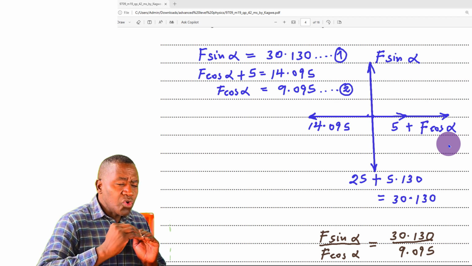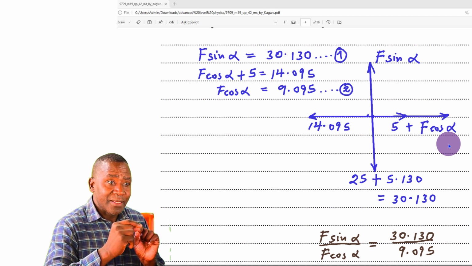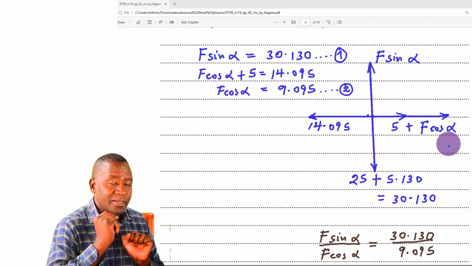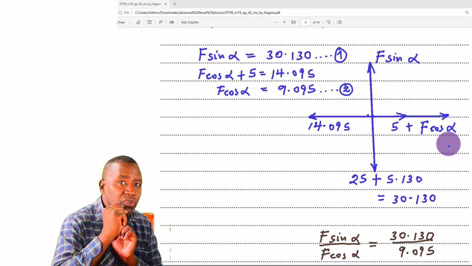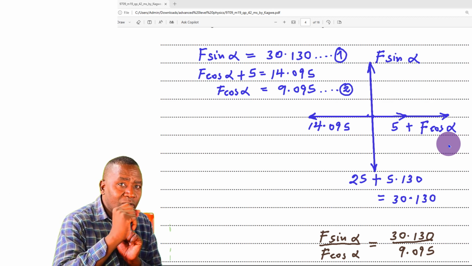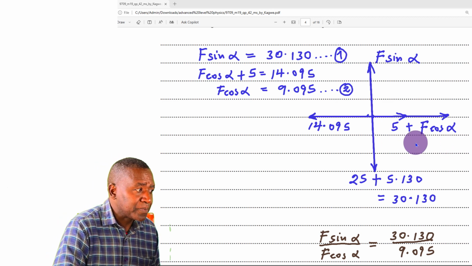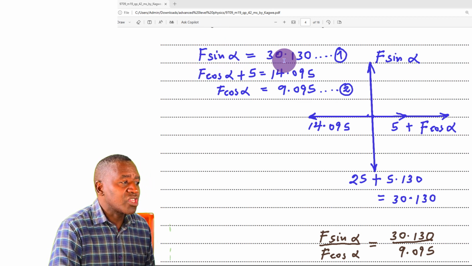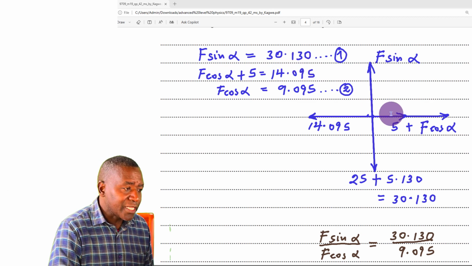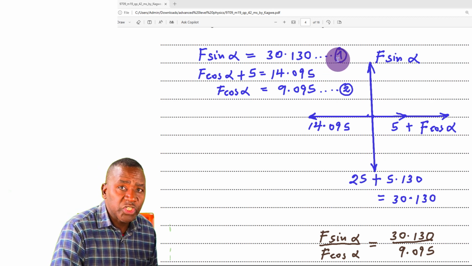The step in all such questions is to obtain a certain sine theta and a cos theta, so that when you divide sine theta by cos theta, or sine alpha by cos alpha, you get tan alpha. So you must get one expression. For example, over here, we've gotten one expression which states that F sine alpha is equal to 30.130. In other words, the sum of upward forces equals the sum of downward forces. You call that equation 1.